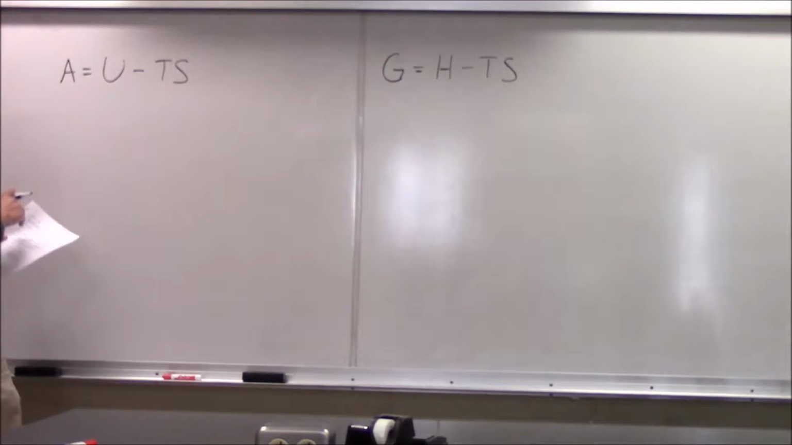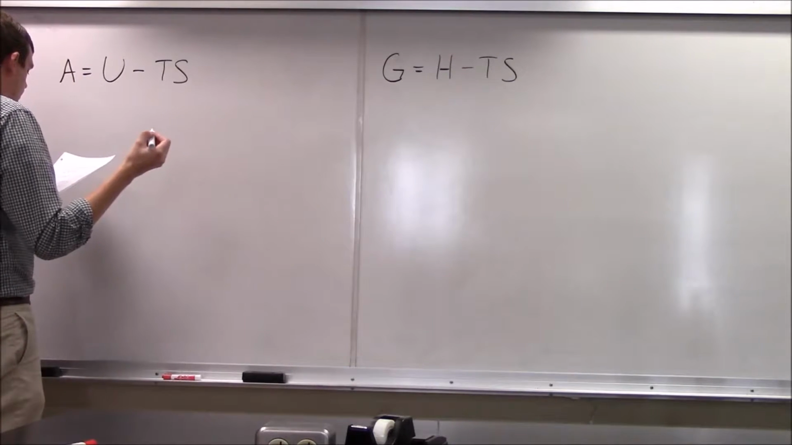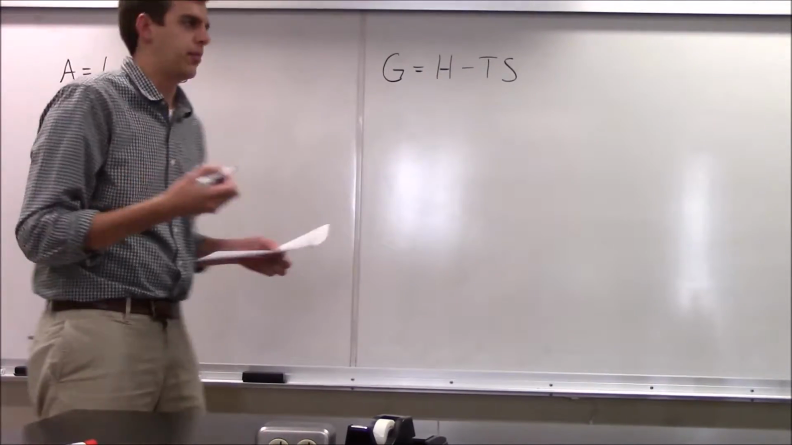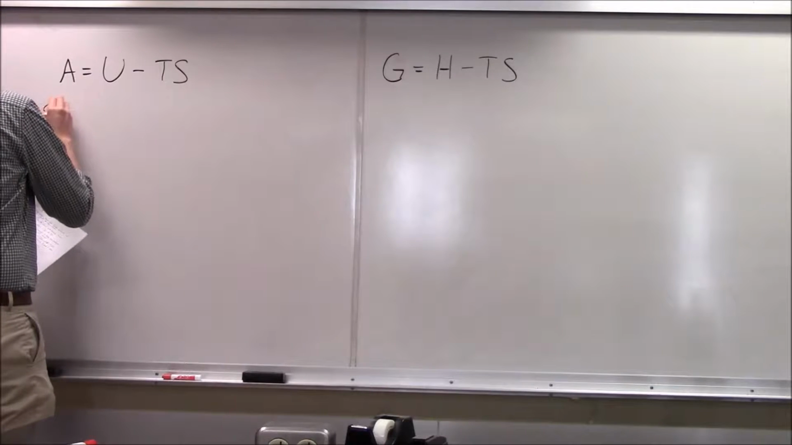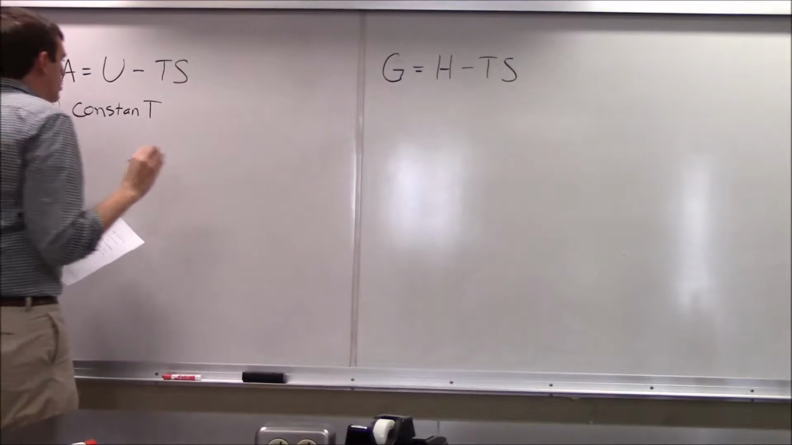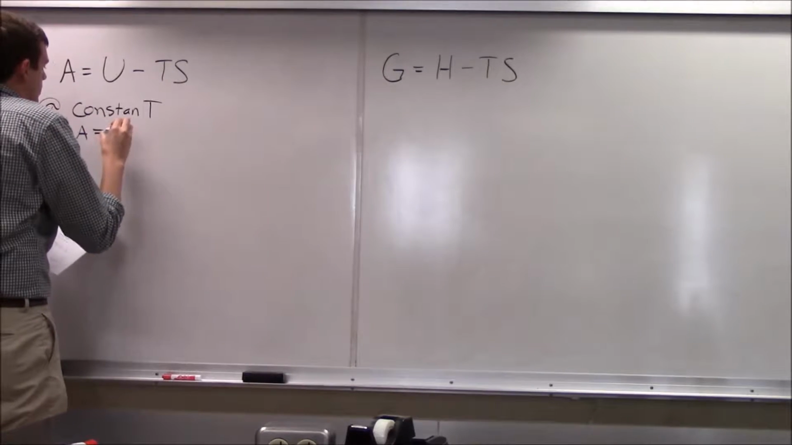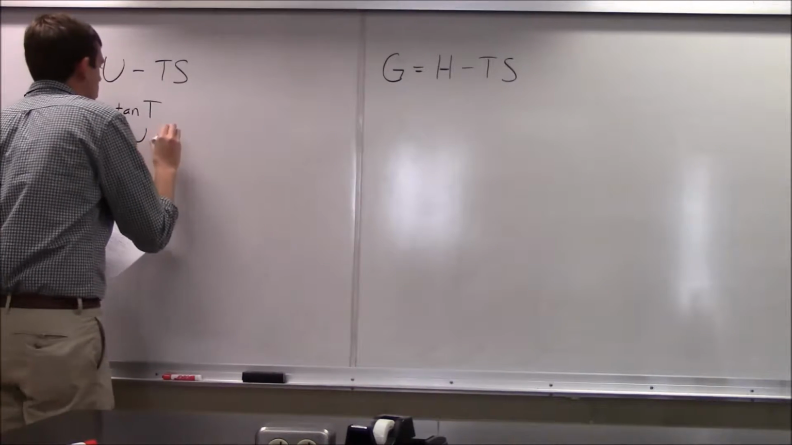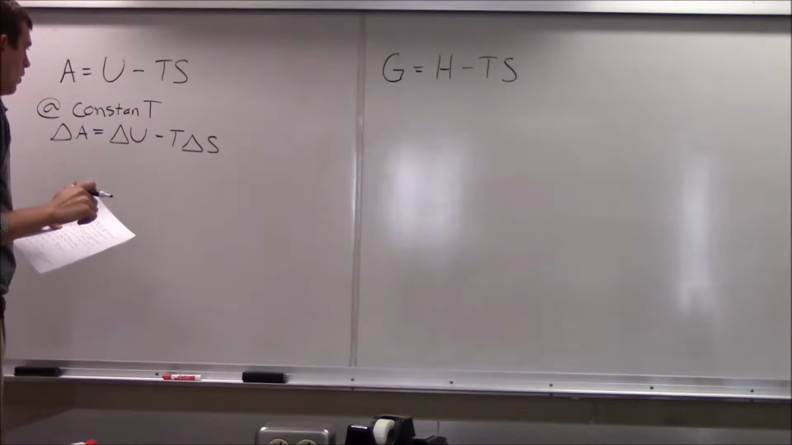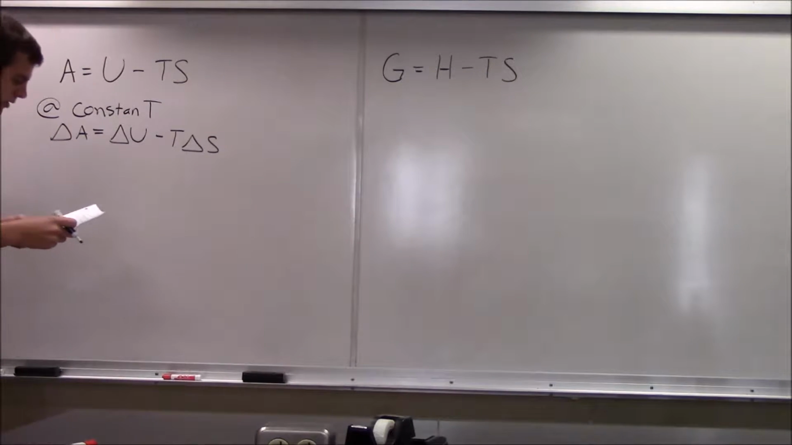So the first thing to do is, Helmholtz free energy is not particularly useful by itself. So what we're going to do is take the change in Helmholtz free energy at constant temperature. We can write the change in Helmholtz free energy as equal to the change in internal energy minus temperature times the change in entropy of the system. Okay, so we can use this to calculate our change in Helmholtz free energy.